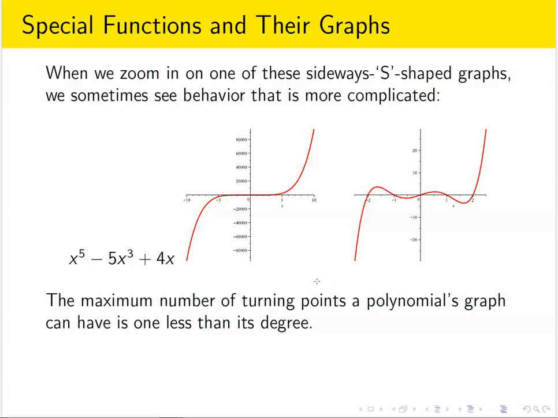And just like with the even degree, so this actually is always true. It doesn't matter if the degree is odd or even. The most you can have, the most turning points, is 1 less than the degree. So since this is degree 5, the most you could expect is 4 turning points, and that's exactly what we got.